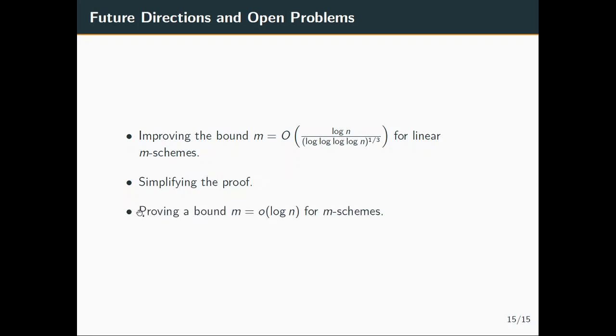And finally, the last question is how to prove a little o(log n) upper bound for m-schemes instead of linear m-schemes. And this is a big open problem. If one could prove such an upper bound, it would imply the existence of a deterministic algorithm under GRH that is faster than the Evdokimov algorithm. And if one could even prove a constant upper bound for m, it would give a deterministic polynomial time algorithm under GRH for polynomial factoring over finite fields.